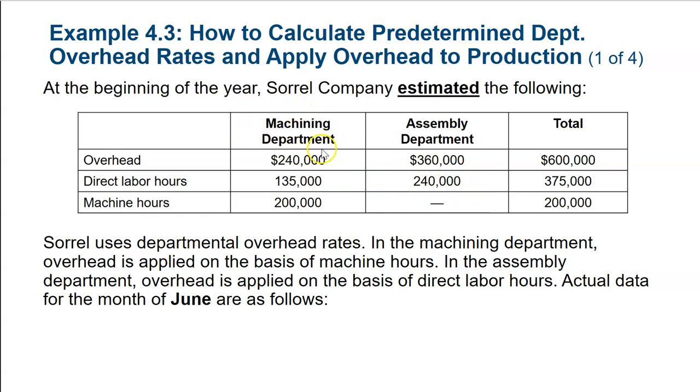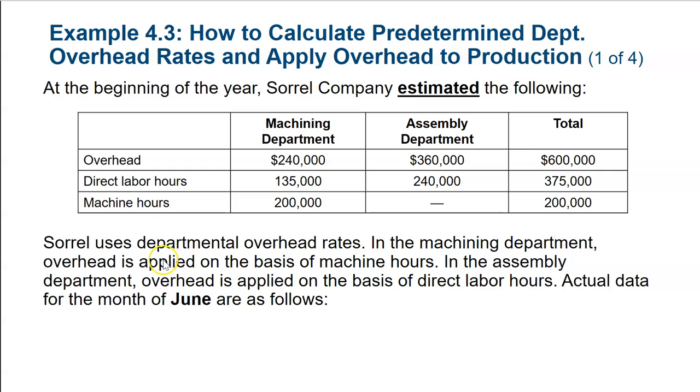But then let's go back over here to the machining department, because we do have both direct labor hours and machine hours. Now, for our purposes, we are going to focus on the fact that machine hours are 200,000 and direct labor hours are less. And that's the only thing we're going to consider. And so with that information, we would say that for the machining department, we need to be using machine hours as our cost driver, but for the assembly department, we need to be using direct labor hours.